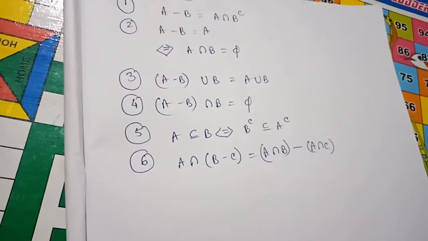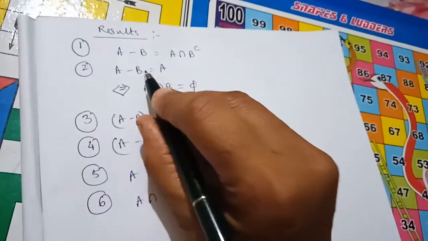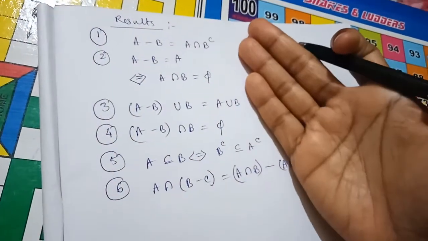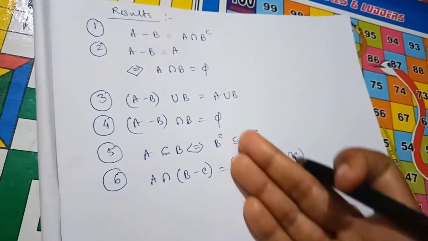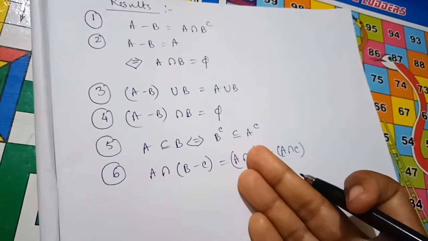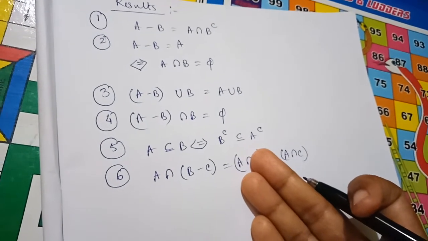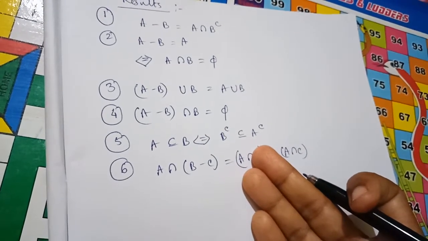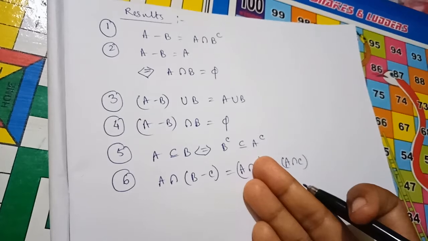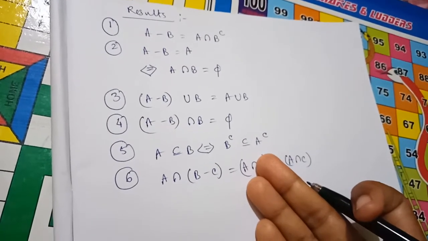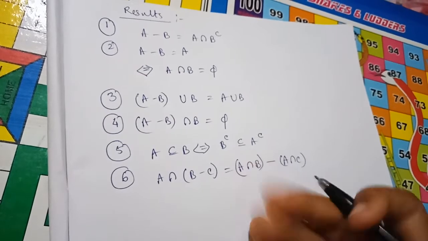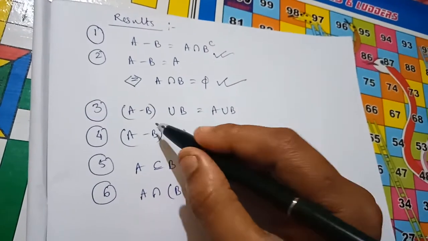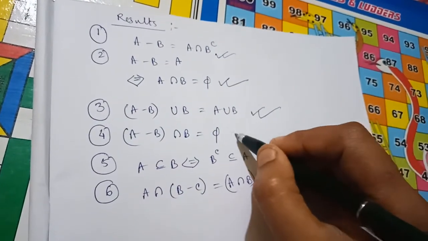You need to verify them. This one is straightforward. You can prove all these 6 results by using a Venn diagram very easily. Just be very, very careful about the statements that you write. Those statements must be proper, otherwise whatever you are thinking will not come to your copy. This is easy. This is also very easy. This is super easy. This also.